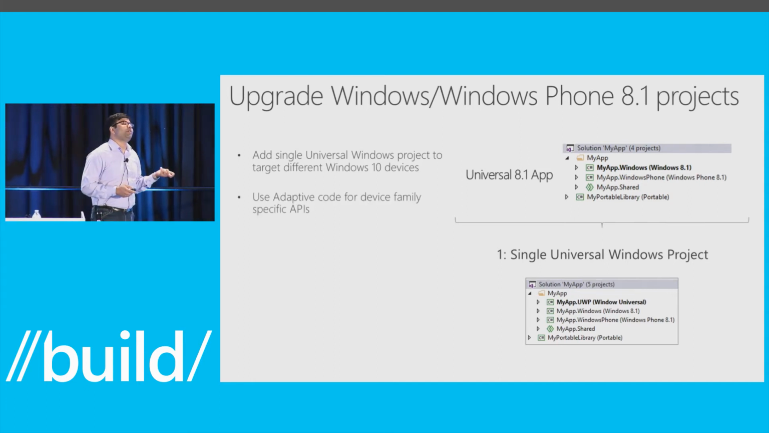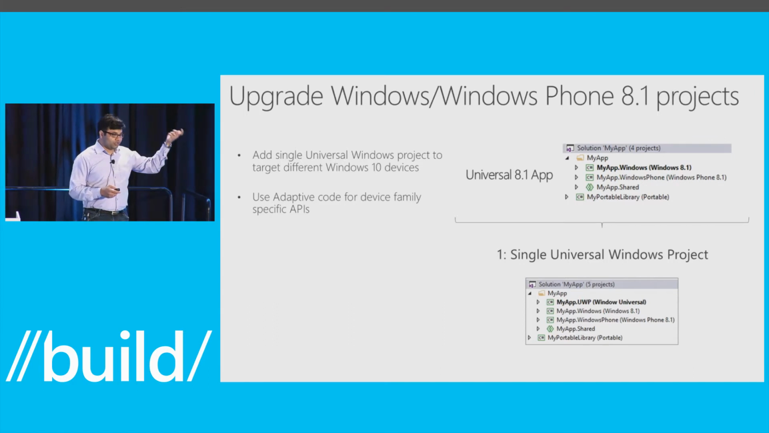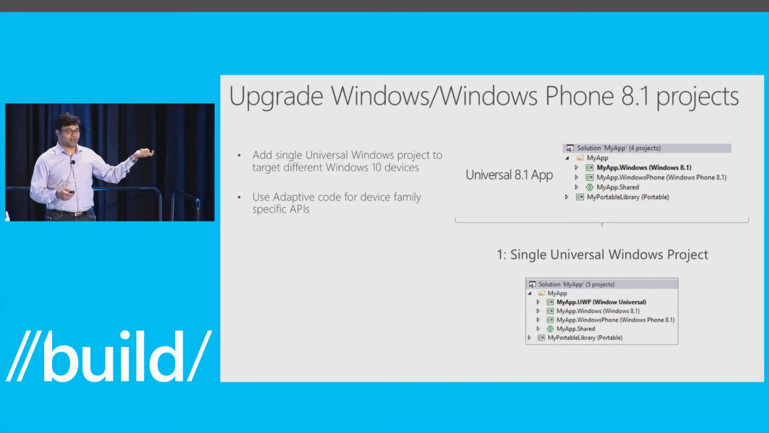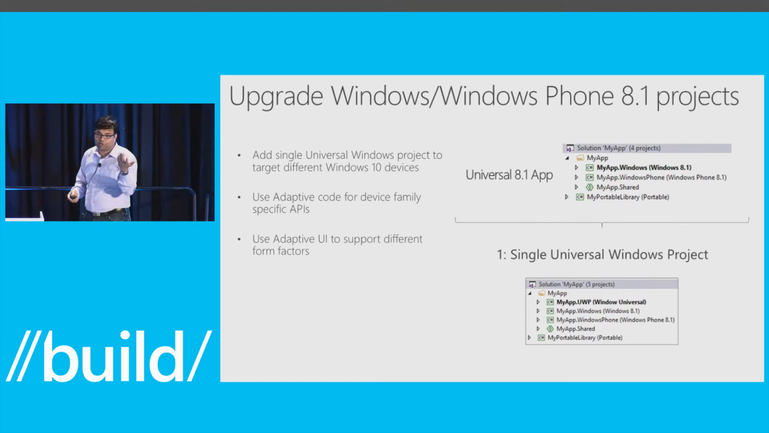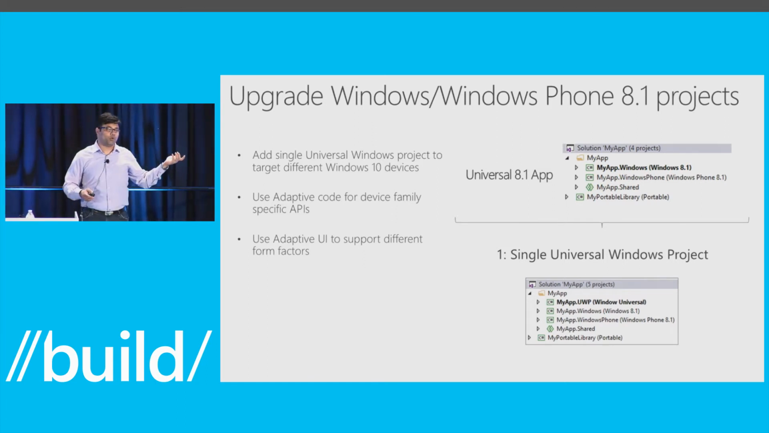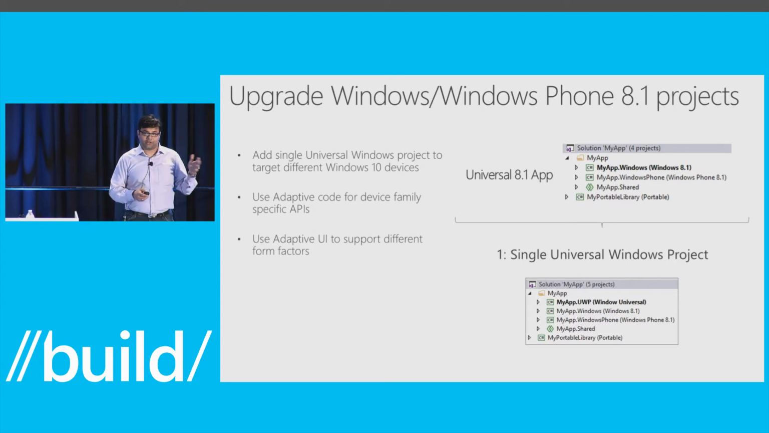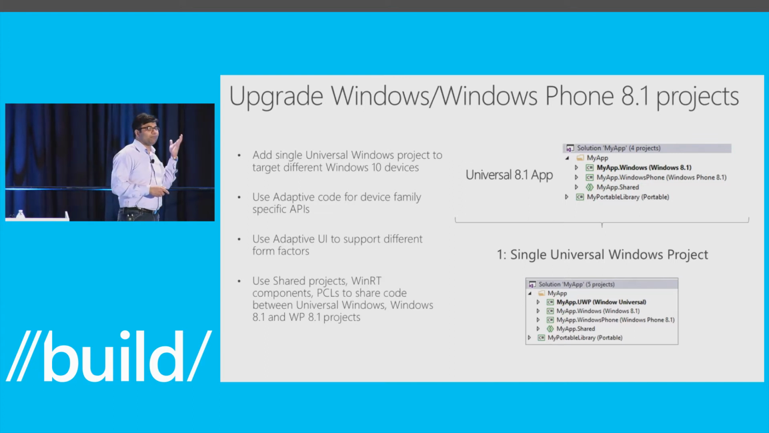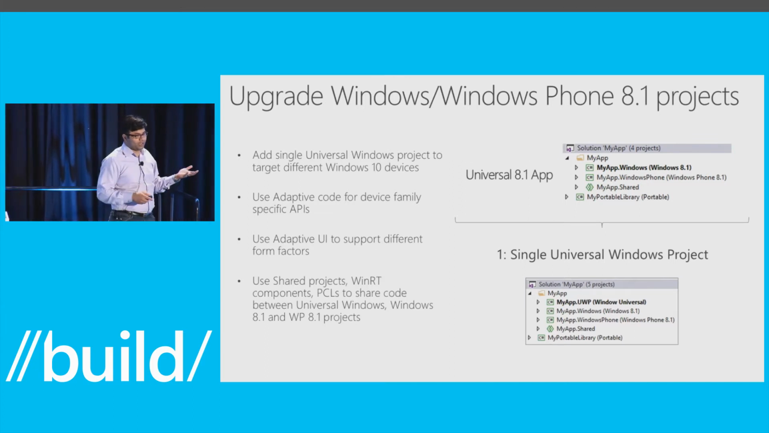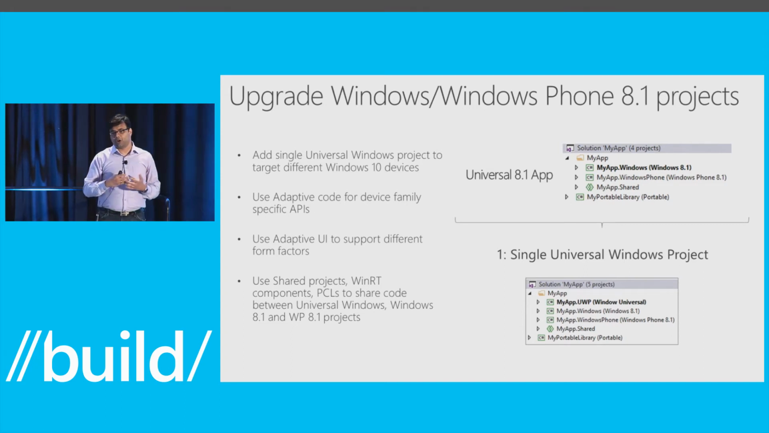You can use adaptive code to check for device-specific capabilities and write code against that. You can use adaptive UI. We will be learning more in Tim's session, but you can use adaptive UI to handle the form factors and to make sure you have the right design running on the right form factor. And you can use shared projects, WinRT components, portable class libraries, and DLLs to share the code between all different versions.